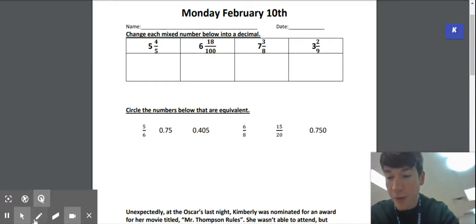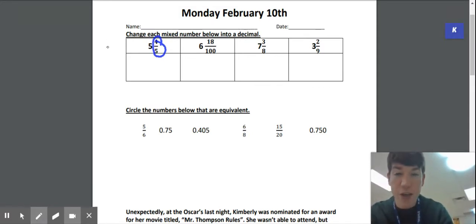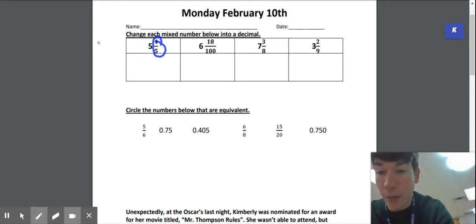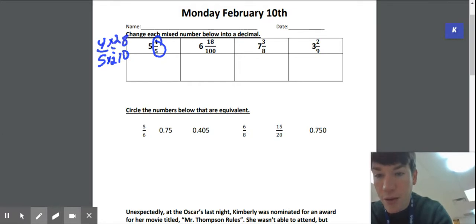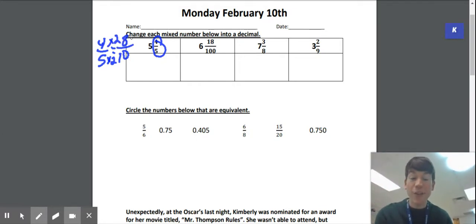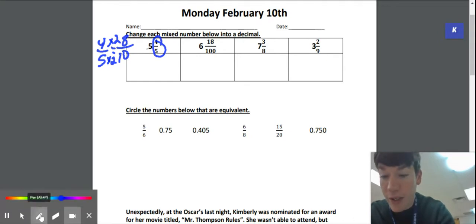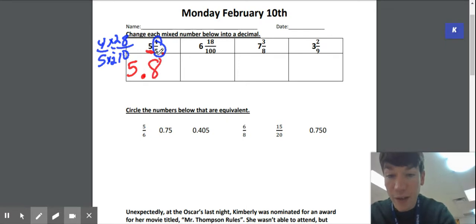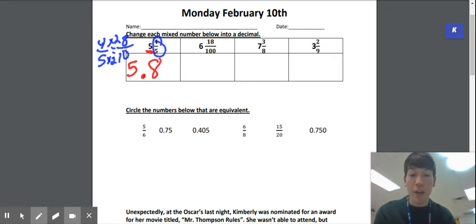So basically all we have to do here is to take our fraction, which in this case is 4/5, and change it into a decimal. Remember, we want a 10, 100, or 1,000 in the denominator if at all possible. So I'm going to change 4/5 into tenths by multiplying by 2, which is going to give me 8/10. That tells me that I have this whole number here, 5. So I'm going to write 5, and my decimal is 8/10. So 5 and 8/10. And that's all we're looking for there.